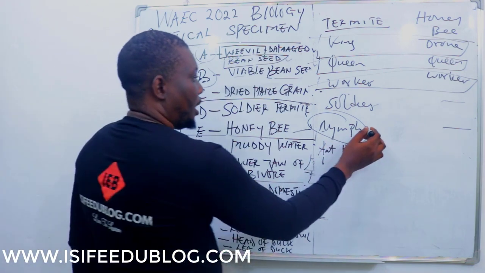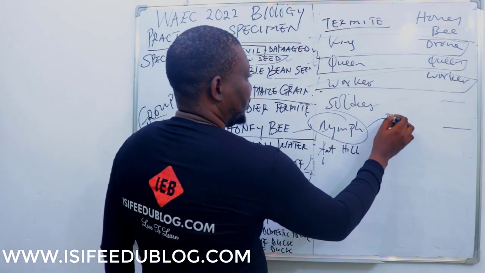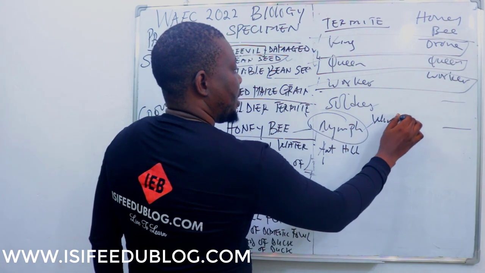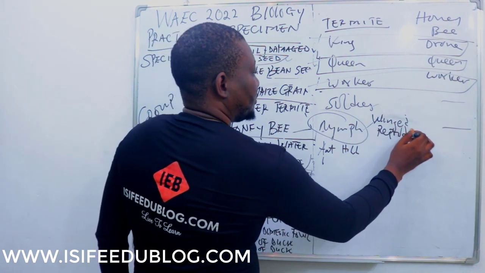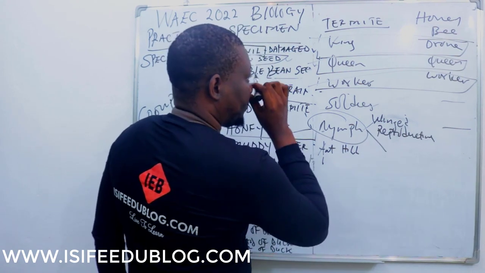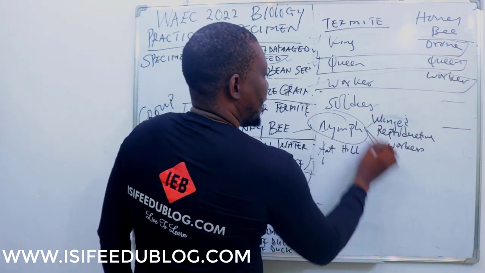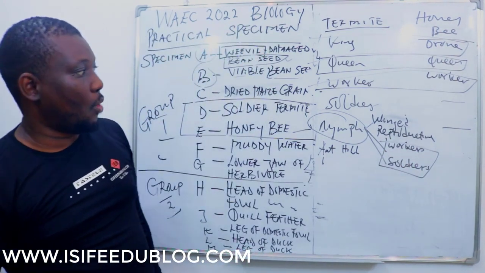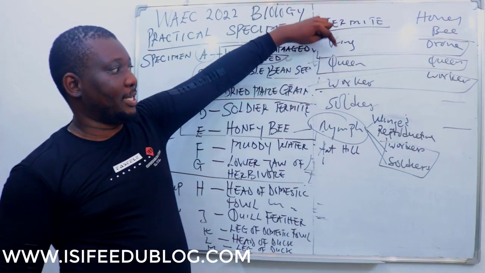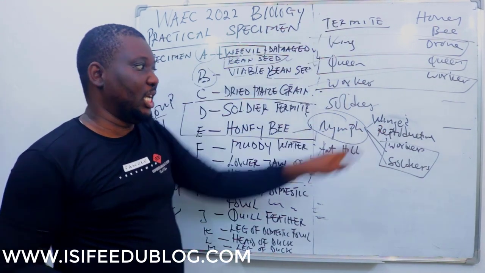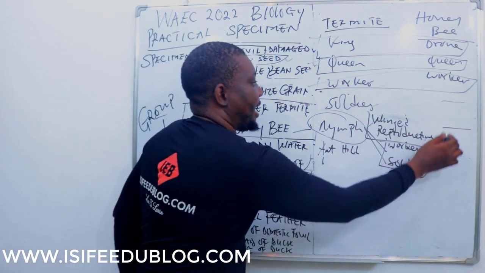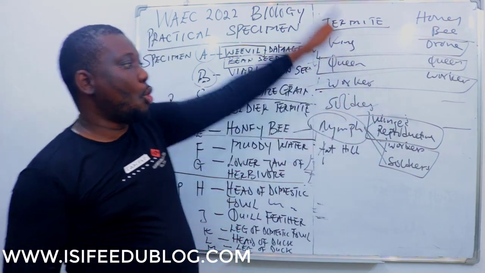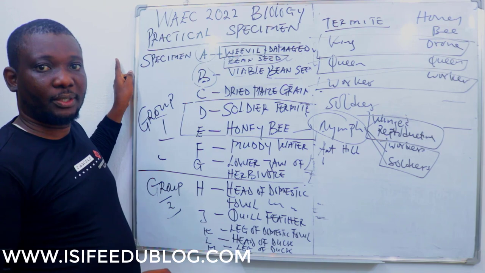So a nymph will molt to give you new reproductives, which I will call winged reproductives. It can also molt to give workers and then soldiers. The soldiers and the workers remain in the termitry with the king and queen, but the winged reproductives, because they are winged, will fly away from the termitry and go to another location.